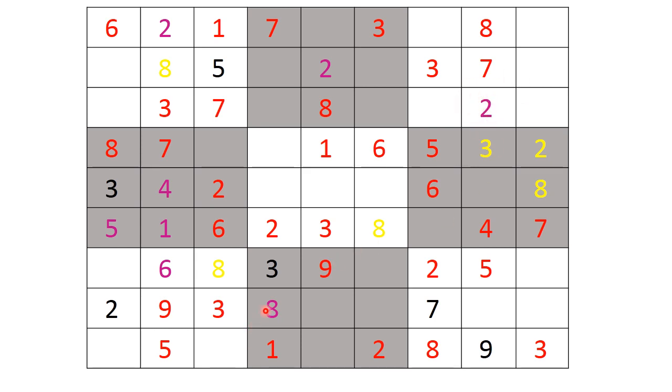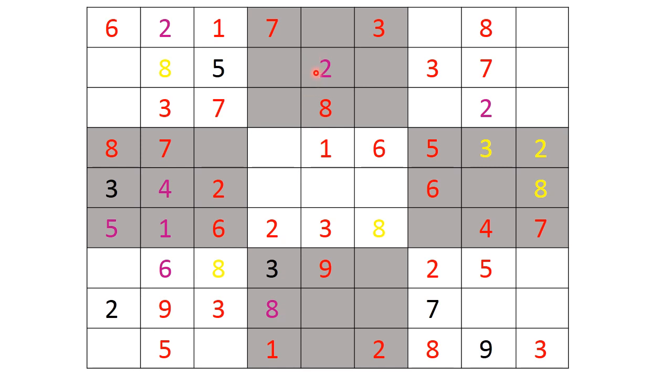And next is 8. As in this column 8 is present, even in this 8 is present. The same thing applies to this row and even to this one. So the only place vacant is this one. So I'm going to enter 8 over here.